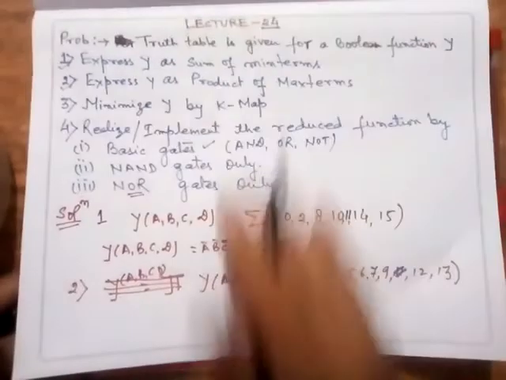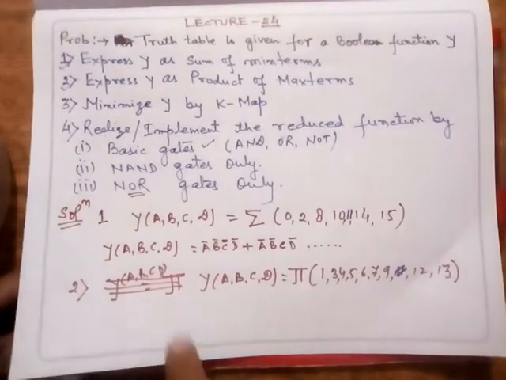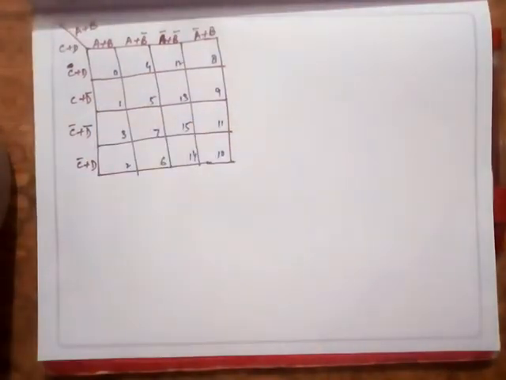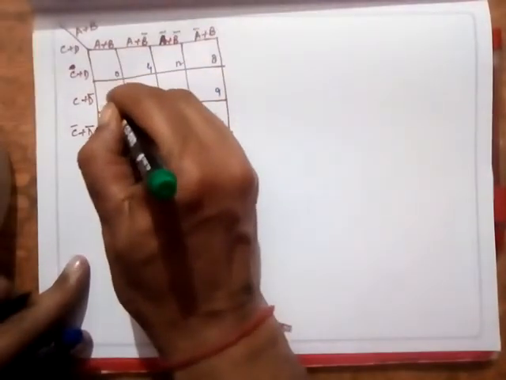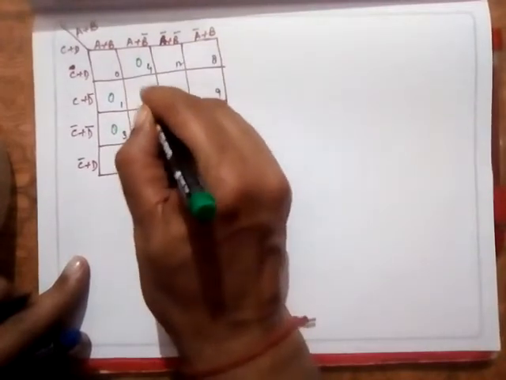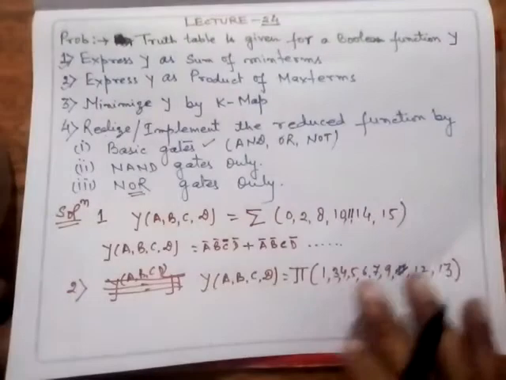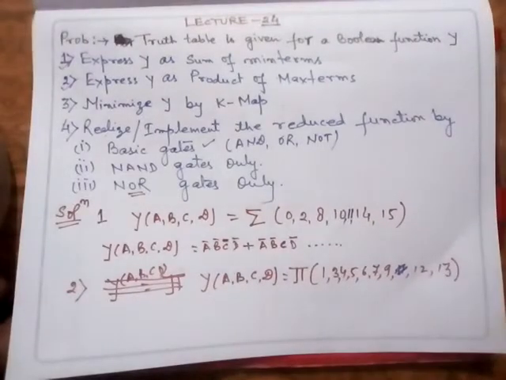Now I substitute a 0 on these positions. I substitute a 0, let me use some other color, at 1, 3, 4, 5, 6, 7, 9, 12, 13.